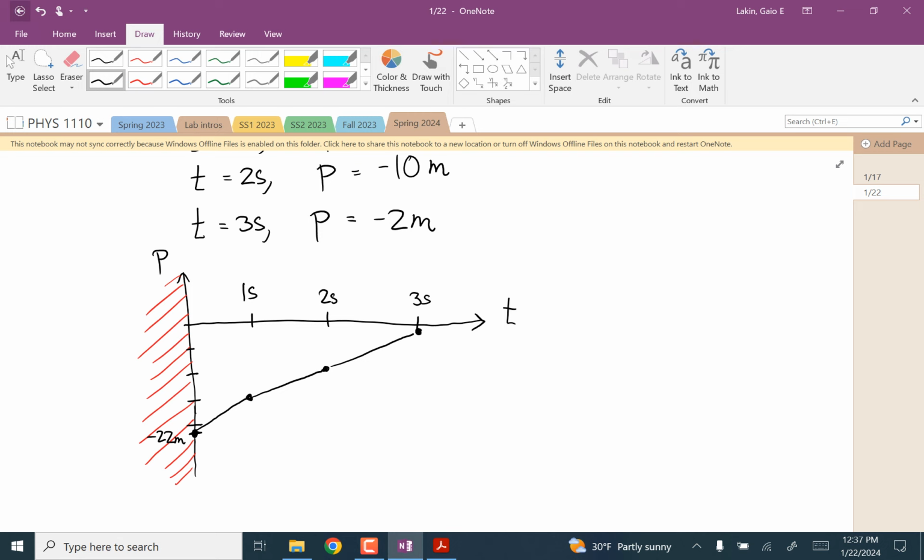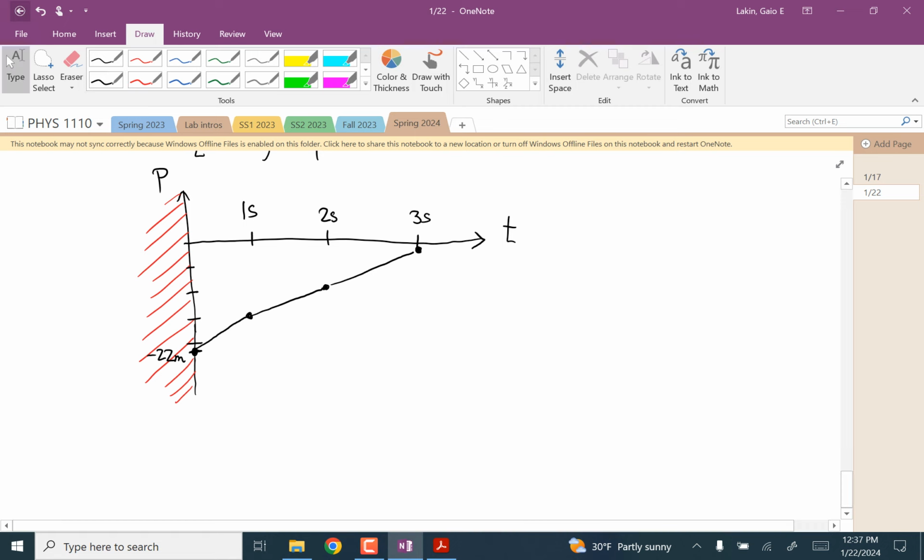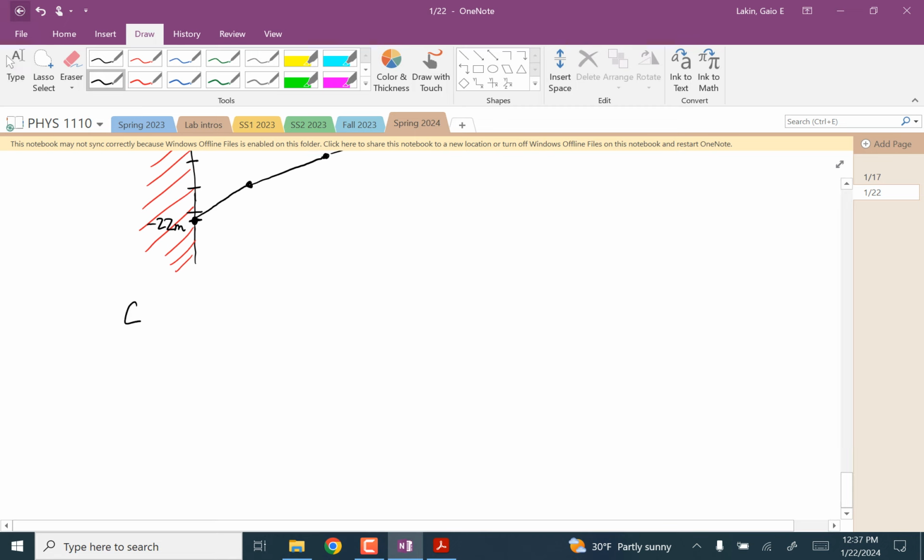Anybody have any questions from that sort of introduction to this stuff? Okay, so this is a kind of problem that you're going to see now, and it's based on the stuff that we've just done. So let's do this example problem.